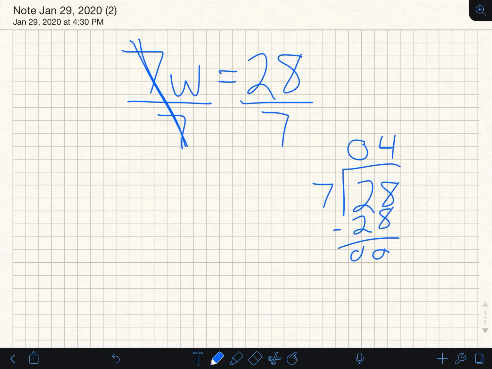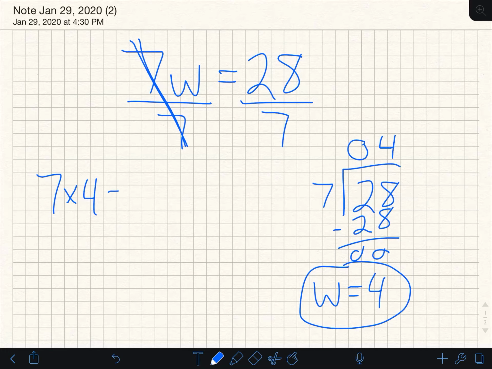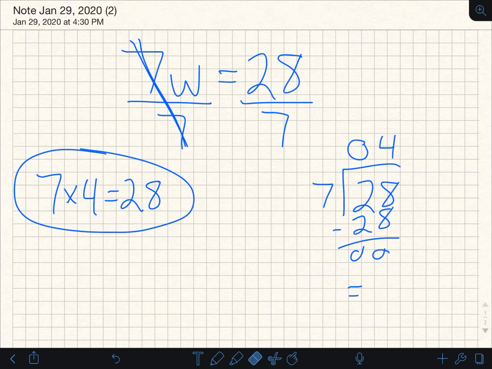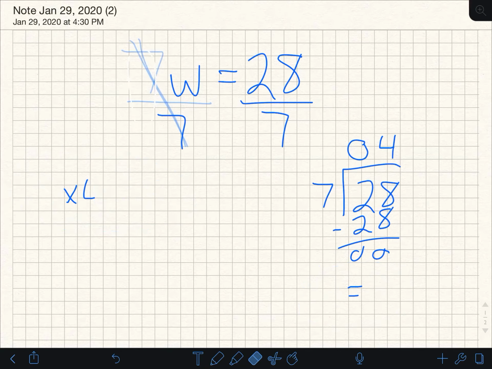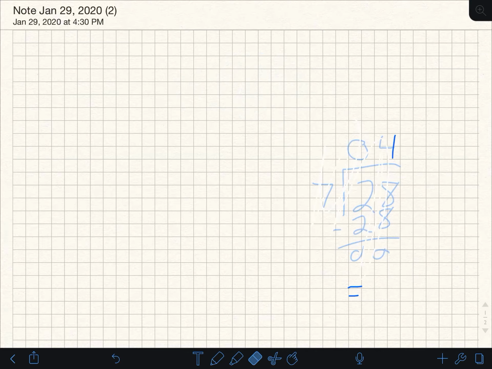So now we know that w equals 4. And we can test this out. We can go back to the original problem and do 7 times 4 equals 28. And 7 times 4 does equal 28, so we know that this is true. Okay, we'll do one more problem, something a little bigger, where it makes more sense to use division to help you find your variable.